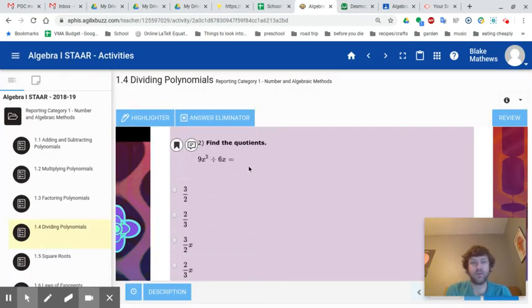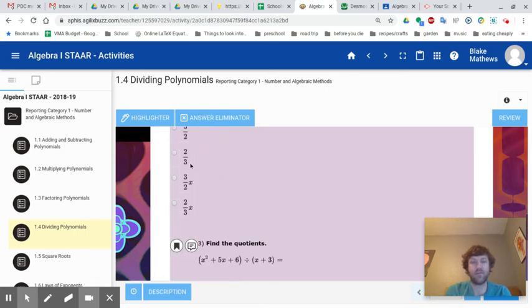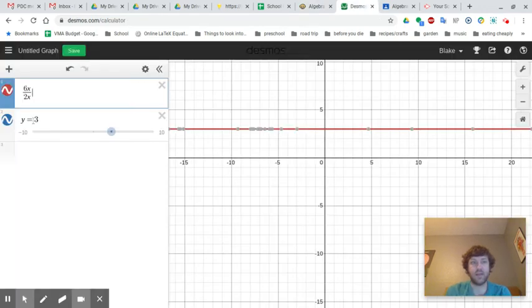I'm not going to do number 2. You can do that on your own. It's the same idea. Type in the original and the answer choices. Remember that if it's a number without an x, you need to do y equals, like I did here.